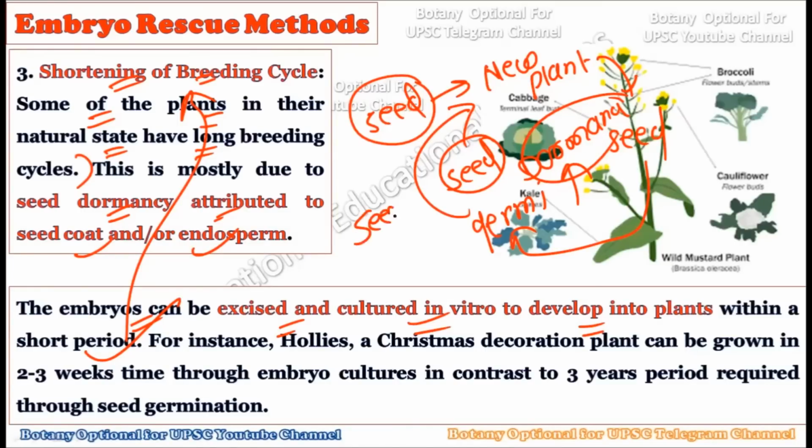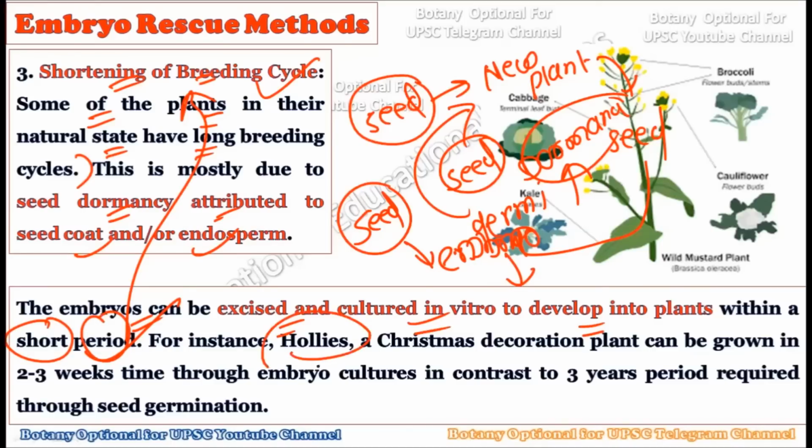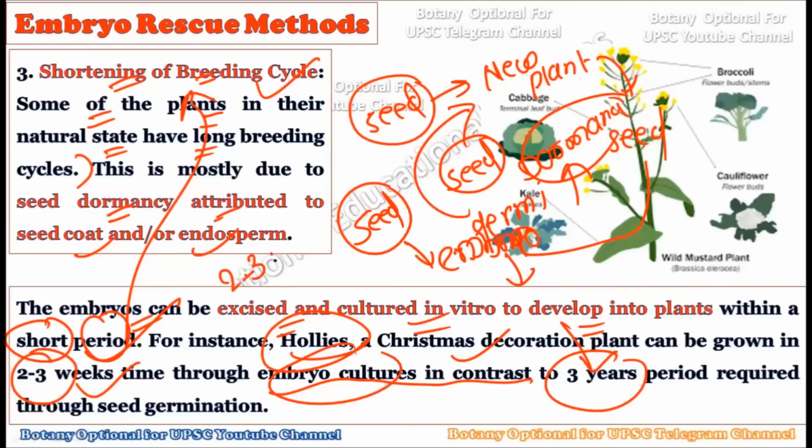We just have to take the seed of the plant which is showing the very long breeding cycle, extract the embryo out of it, and by doing the tissue culture, within a very short period of time we can create the whole new plant, right? For example, in the Helix, say for example a Christmas decoration plant, can be grown in 2 to 3 weeks through the embryo culture, in contrast to the 3 years which is required through the seed germination. So whatever the 3 years are required for this plant to grow, now we are taking only 2 to 3 weeks to create the whole new plant, and naturally this will require 3 years. So you can understand how the embryo rescue methods are proving very important if the breeding cycle is too long.